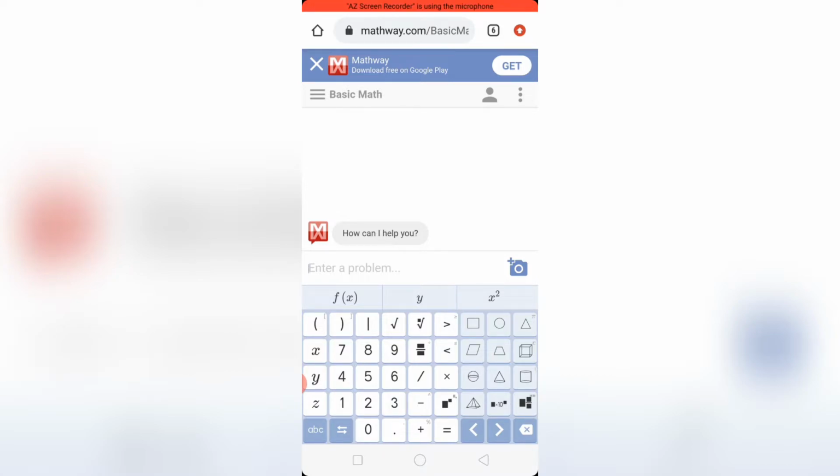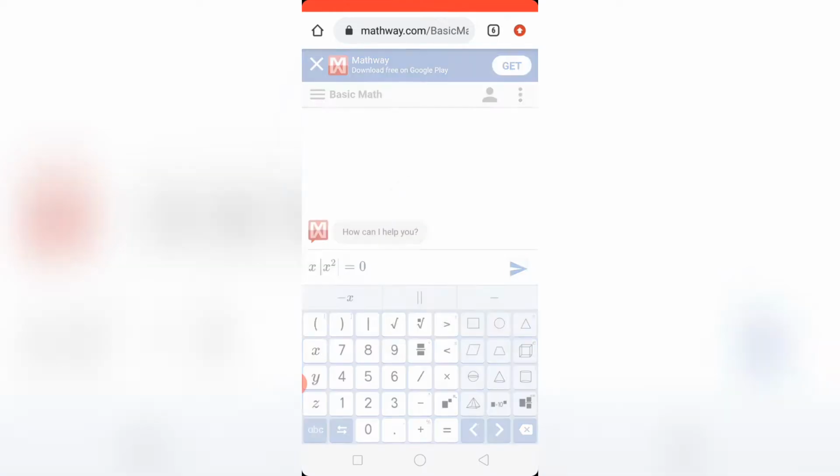The problem is x, such that x to the power 2 equal to 0. For that, click on this X sign and press 2. Now I want to solve this equation. Next step is to click on the blue arrow.